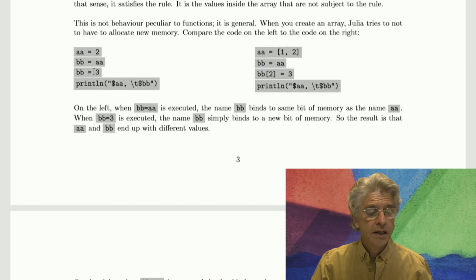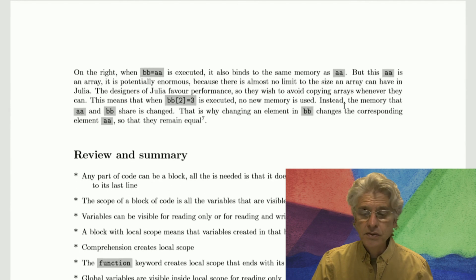But over here, when you say BB equals 3, then you create a slightly different piece of memory which contains the value 3, and in this code there are 2 different pieces of memory when it's all said and done. And here it still remains the same piece of memory, although it's bigger because this one is an array and this one is not. So why has Julia chosen that?